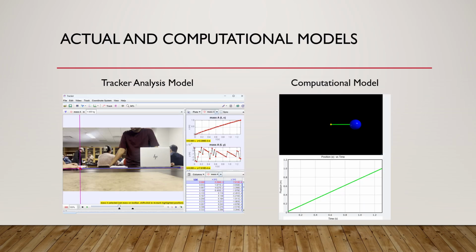In this lab, I had to create a real-life video analysis model of constant motion using the Tracker app. Using the data collected from visual analysis, I then created a computational model that resembles the findings of the tracker using GlowScript.